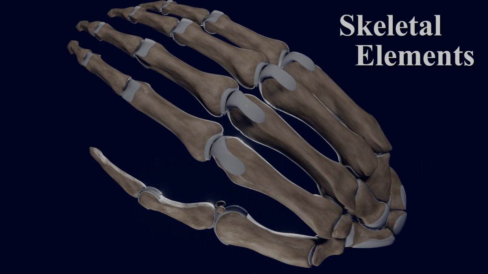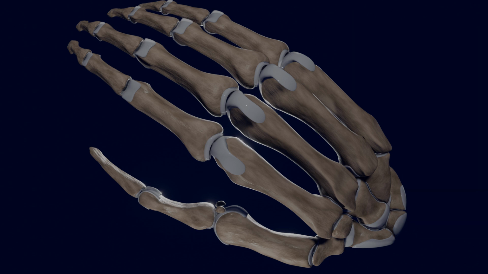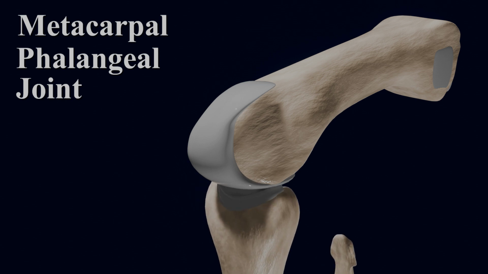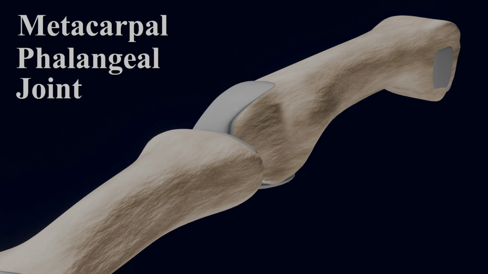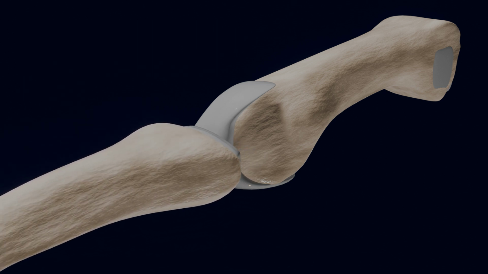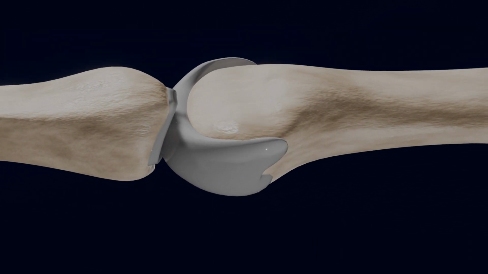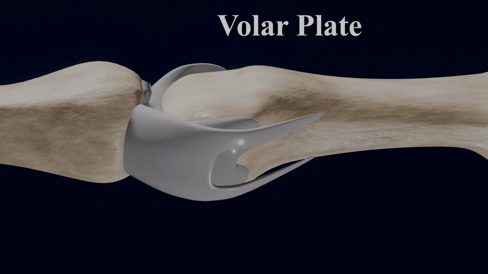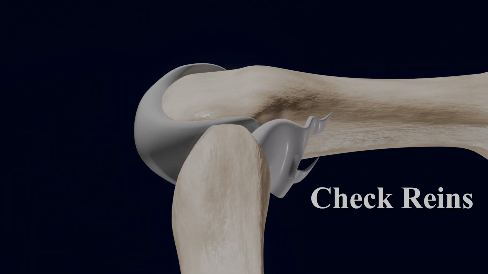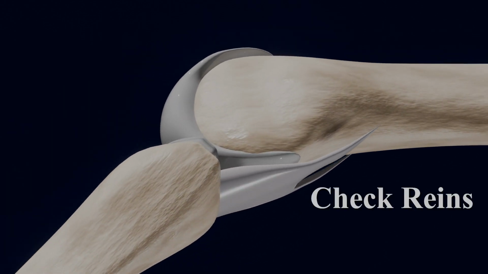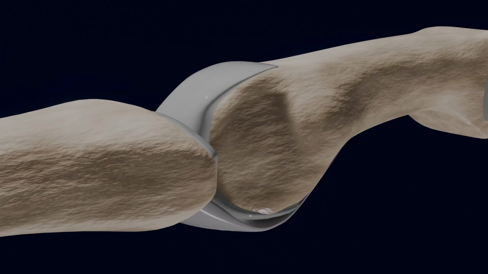Excluding the sesamoids, the hand has 19 bones: 5 metacarpals, 1 in each digit, and 14 phalanges, 3 in each digit except for the thumb, which has only 2. The metacarpal phalangeal joint is a biaxial joint with significant flexion and limited abduction and adduction. The proximal phalanx is attached to the metacarpus with a fibrocartilaginous volar plate. The metacarpal attachment is more flexible and includes 2 check ring ligaments that limit extension.